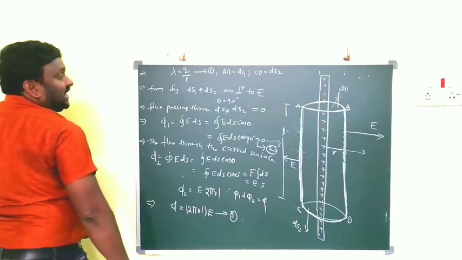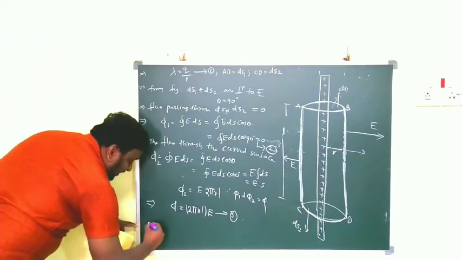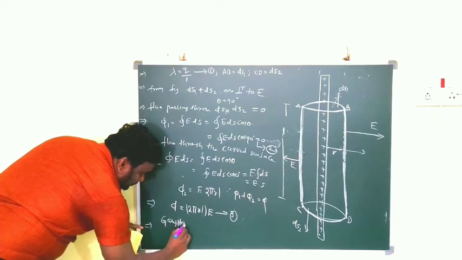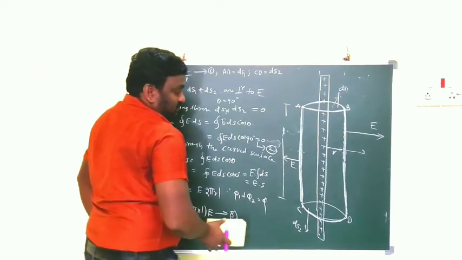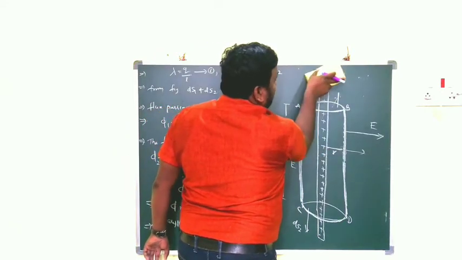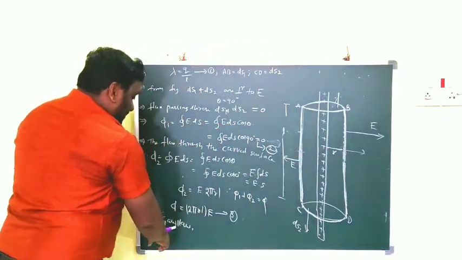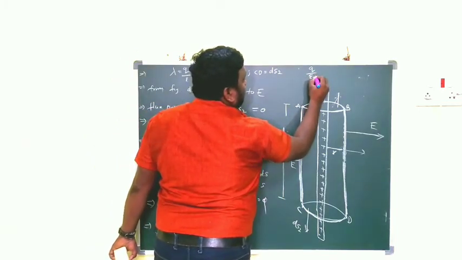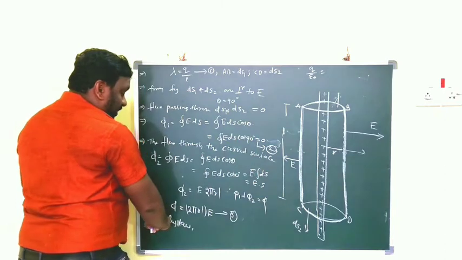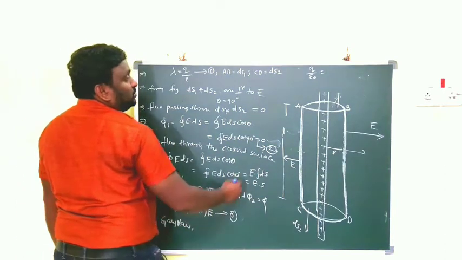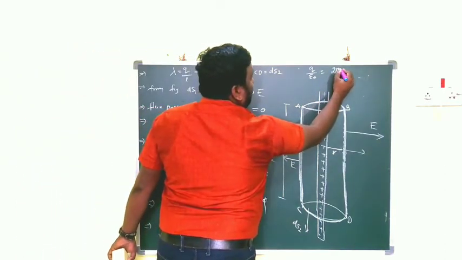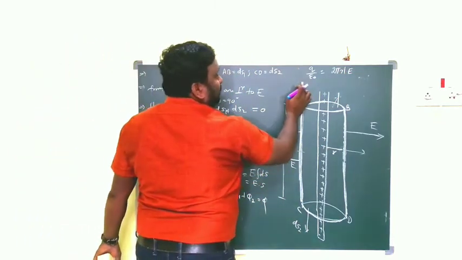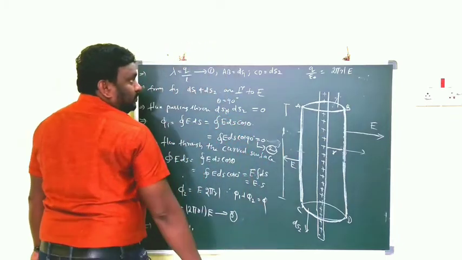But already we know according to Gauss law. According to Gauss law, what do you write? Children, I am erasing the top part. So from Gauss law, phi is equal to Q by epsilon naught. Q by epsilon naught is equal to 2 pi RL into E.